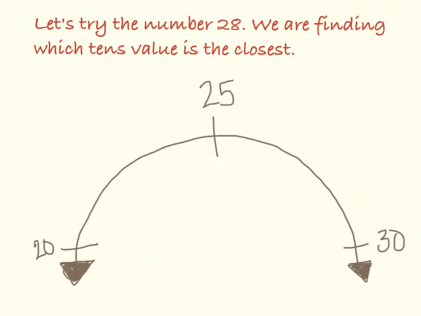Let's try another one. This time, we're going to look at the number 28. So I have 21, 22, 23, 24, 25, 26, 27, 28. 28 goes right here on my curved number line. When you look at it this way, you can see 20 and 30 are my tens that are on either side. Oh, excuse me, I said 28 and I wrote 23. But you can see that the value of 10 that is closest to 28 is 30. 20 is a lot farther away.